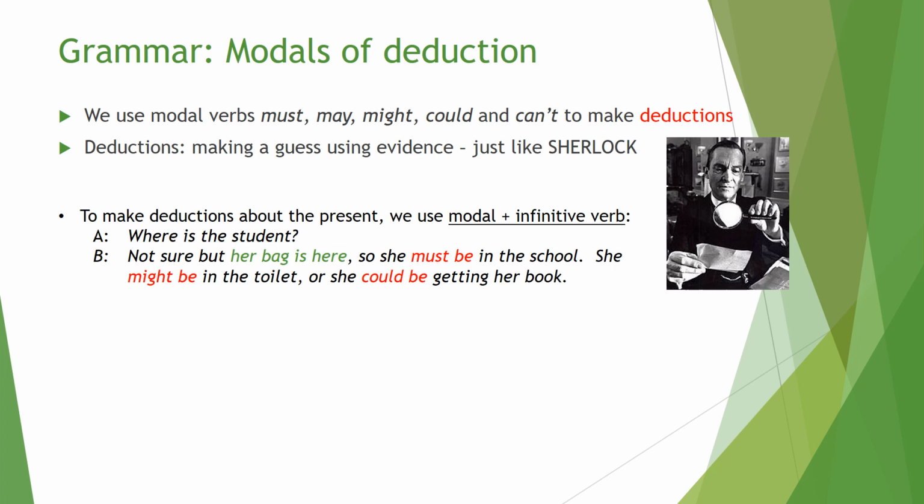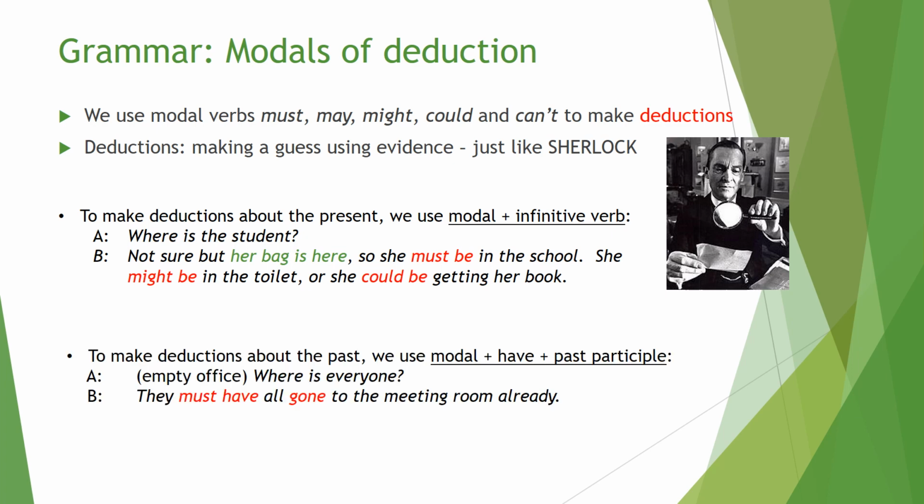Right, so the green part, her bag is here, that is the evidence. And you use that evidence to make some guesses. So where is the student? We don't know, but her bag is here. So we can make a guess, she must be in the school. And then we can make guesses about where she is. She might be in the toilet or she could be getting her book. And you can see there, must, might, could, the modal verbs, and all of those have the infinitive verb to be.